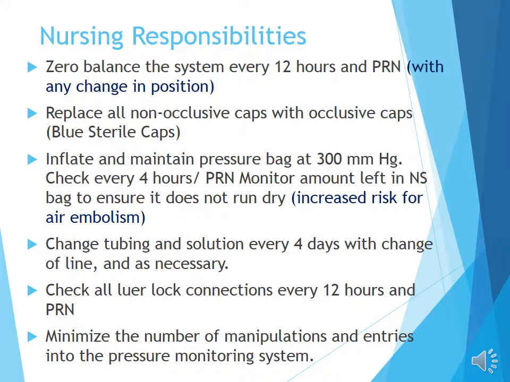The tubing change is a little bit different than your IV tubing. You need to change it every 4 days. And then if the line gets changed, you would want to change all the tubing. And then if you have any issues as far as inaccuracy, just change all of the tubing. Check all your Luer lock connections every 12 hours and PRN. So if you're troubleshooting the line, you're going to want to check that more often.